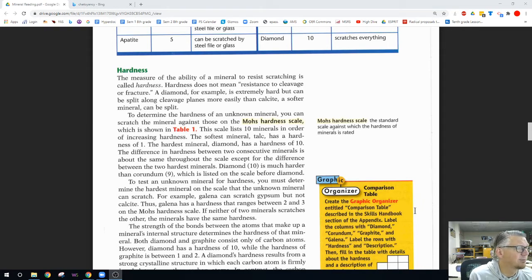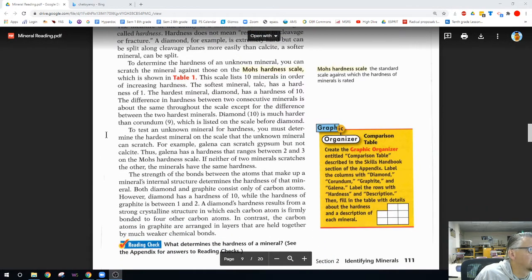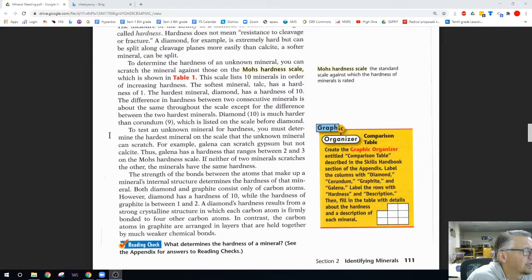The difference between two consecutive minerals is about the same throughout the scale, except the difference between the two hardest minerals. Diamond, 10, is much harder than corundum, 9, which is listed on the scale before diamond. To test an unknown mineral for hardness, you must determine the hardest mineral on the scale that the unknown mineral can scratch.